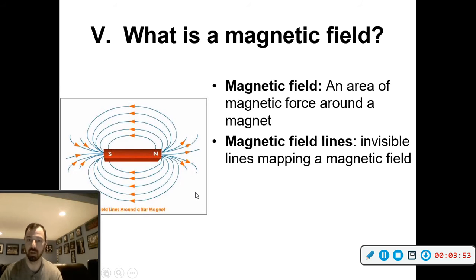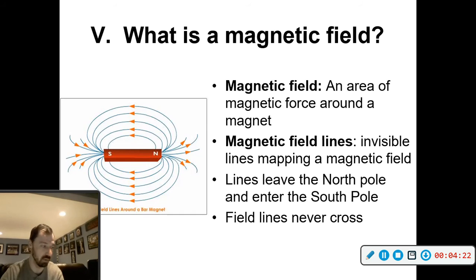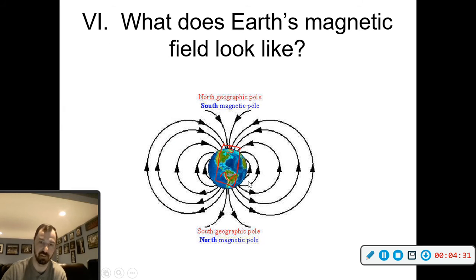The field lines are invisible lines mapping out the magnetic field. We can't see them, but they are there, and that's where the force will be felt from the magnet. The lines leave the North Pole. You notice they go out of the North Pole and then towards the South Pole. All the lines go into the South Pole. They never cross or touch, even though it looks like they're touching here. There's actually a little itty bitty space between the field lines. And basically the strongest part is where they're closest together.